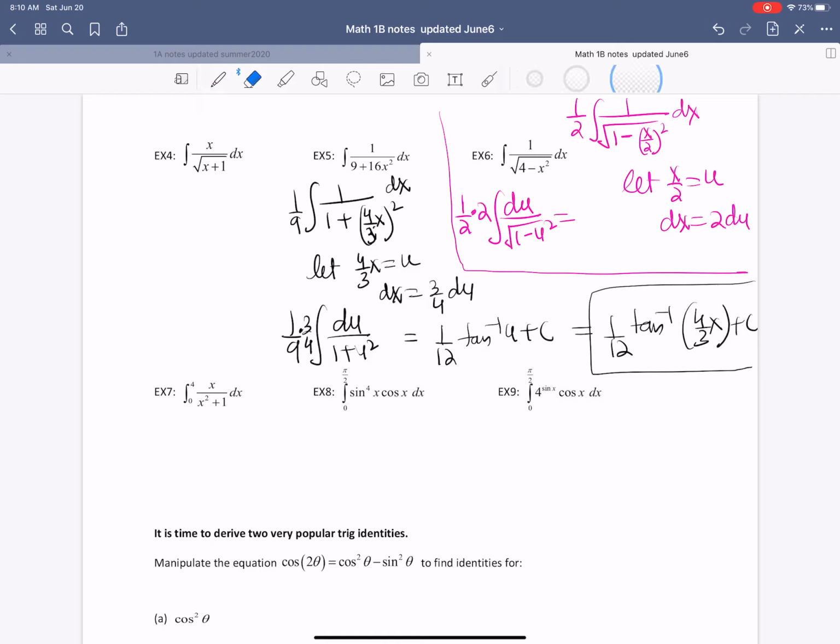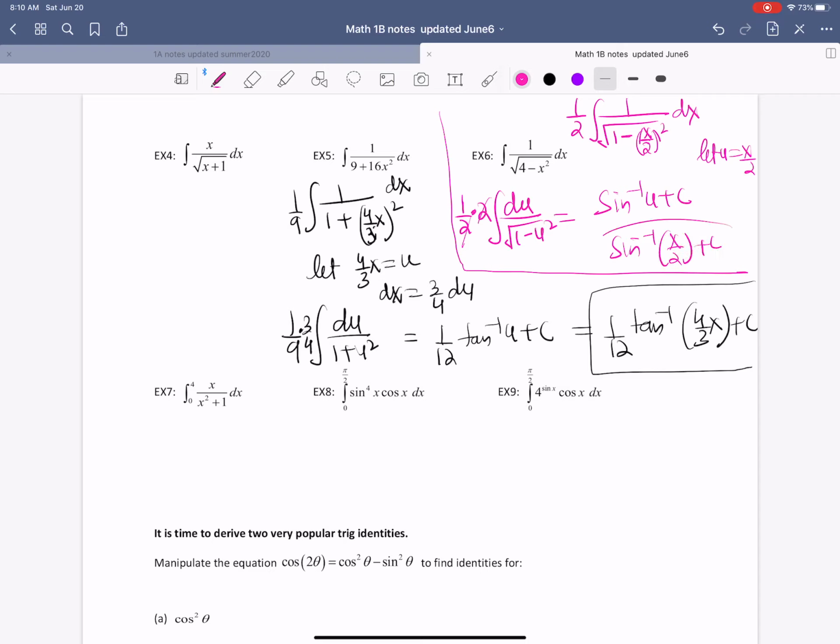Now let us see what that turns out to be. 2 and 2 cancel. This is going to be sine inverse u plus c. Now go ahead and plug in. We did let u be x over 2, so sine inverse x over 2 plus c. We will look at the next several examples in part B of this video.